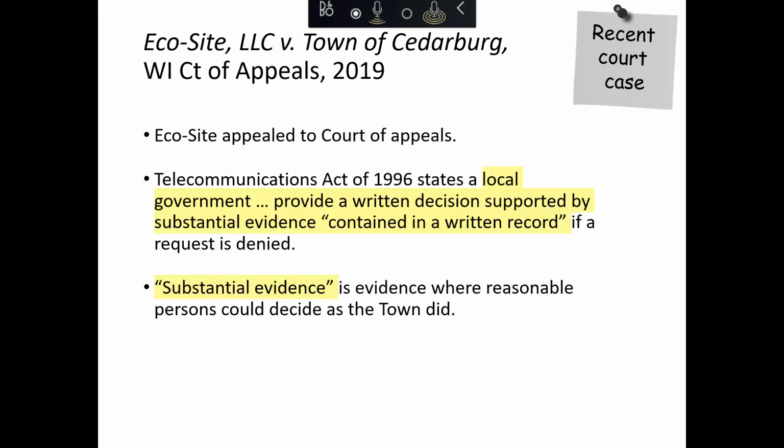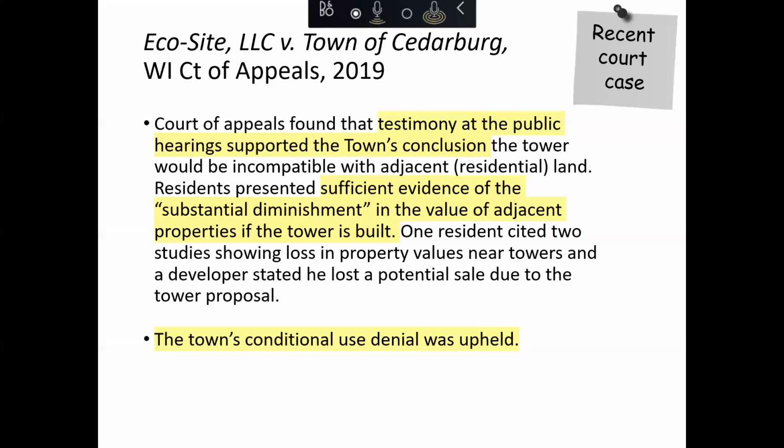EcoSite appealed to the Court of Appeals, saying the Telecommunications Act states a local government must provide a written decision supported by substantial evidence contained in a written record if a request is denied. Substantial evidence is evidence where reasonable persons could decide as the town did. And the Court of Appeals found that the testimony at the public hearings supported the town's conclusion that the tower would be incompatible with the adjacent residential land.